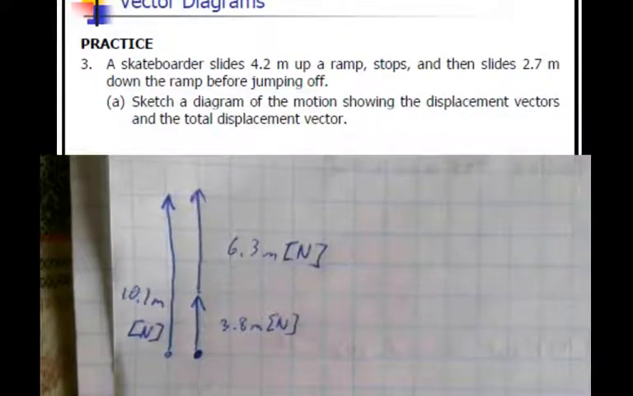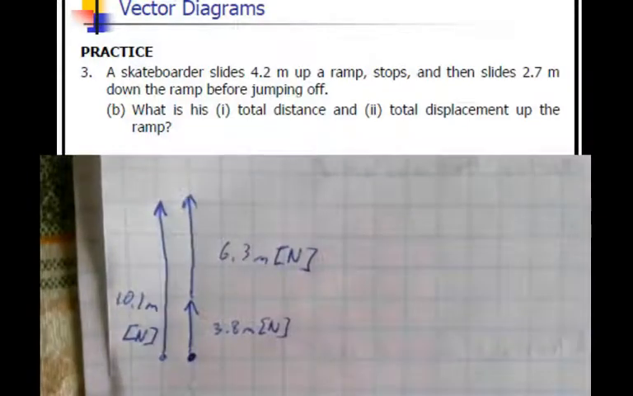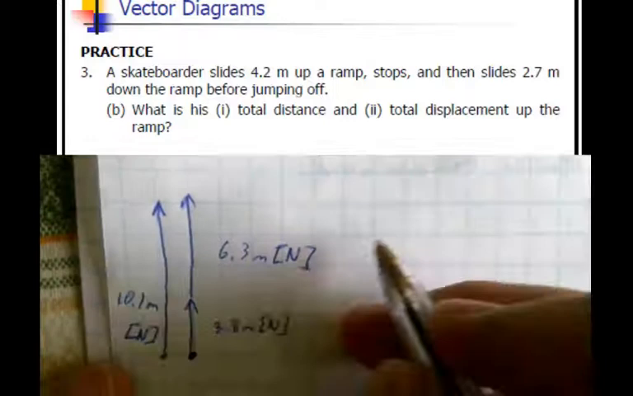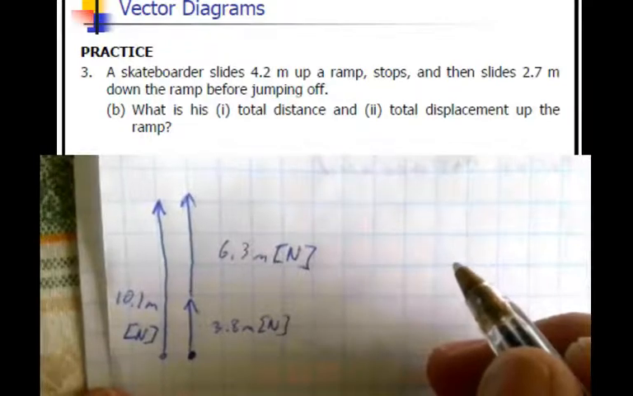The next question says a skateboarder slides 4.2 meters up a ramp, stops, and then slides 2.7 meters down the ramp before jumping off. Let's do this without sketching the diagram. We'll just go straight into the question here. So it says, what is his total displacement and his total distance? So if he is traveling, just a second here because I want to see. I can't see the problem. I have to move my computer around my screen. So it said he goes 4.2 meters up the ramp and then slides 2.7 meters down the ramp.